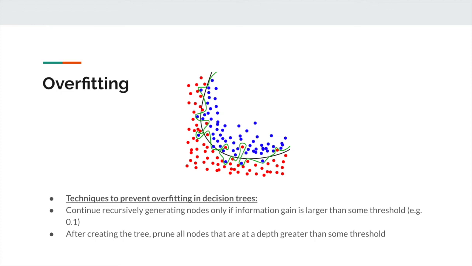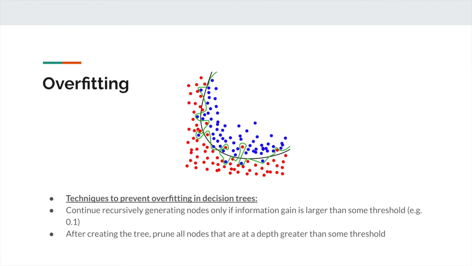Overfitting is a problem in all forms of machine learning, right? It occurs when the model is too complex and basically memorizes the training data. So for the specific example of decision trees, there are 2 main ways you can prevent overfitting.